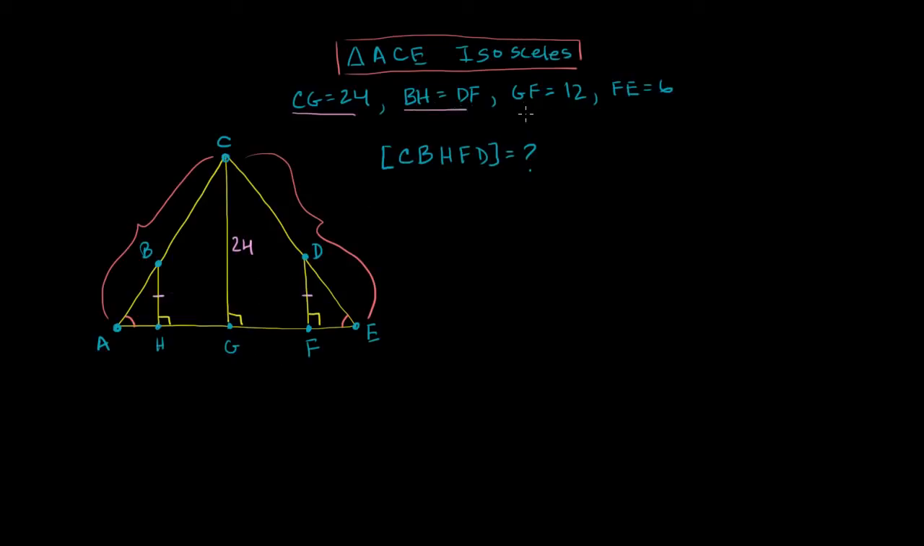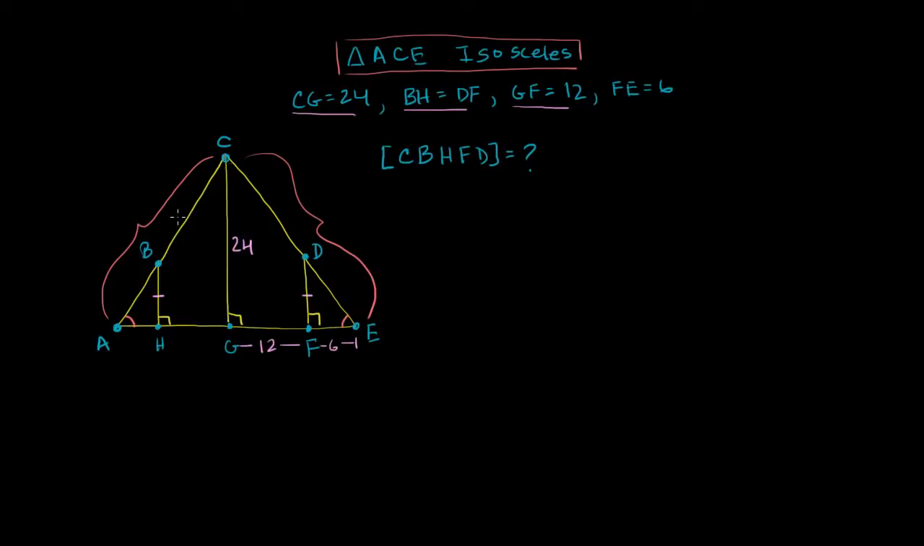Then they tell us that GF is equal to 12. So this is GF right over here. So GF is equal to 12. That's that distance right over there. And then finally, they tell us that FE is equal to 6. So this is FE.